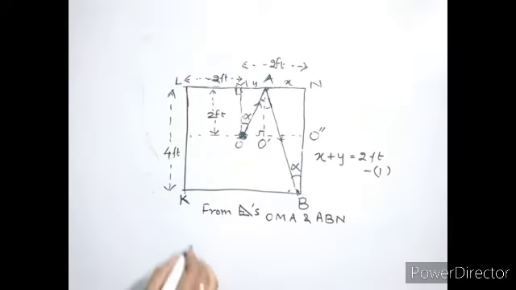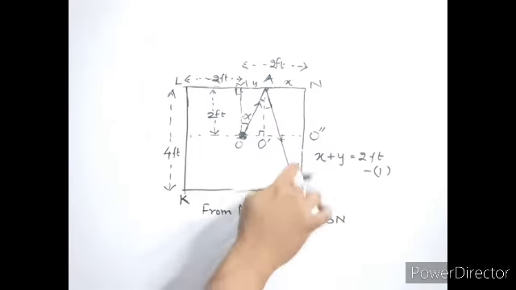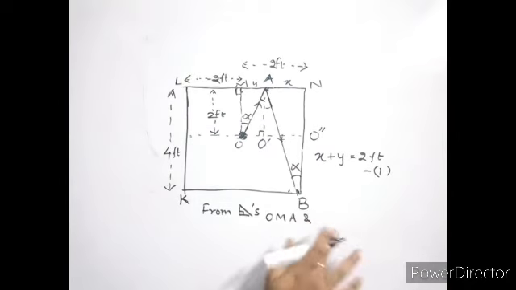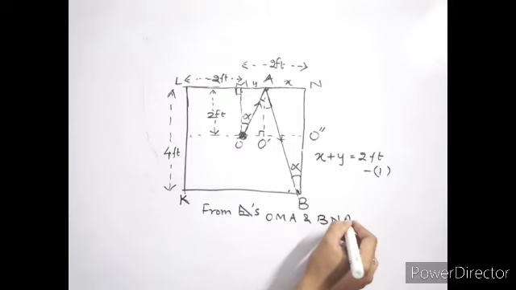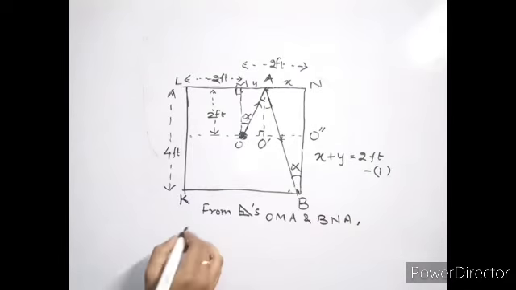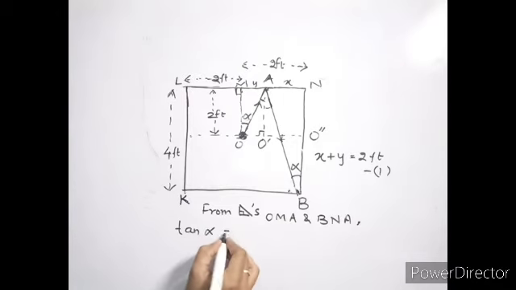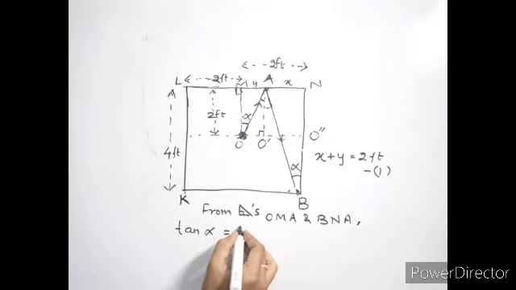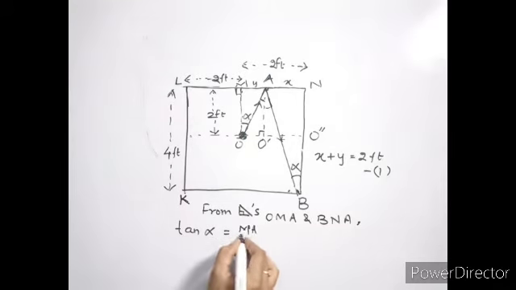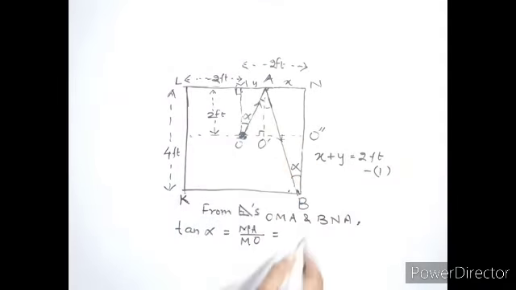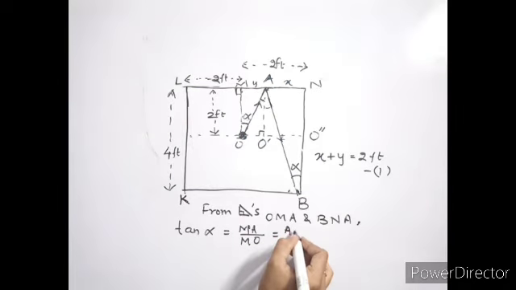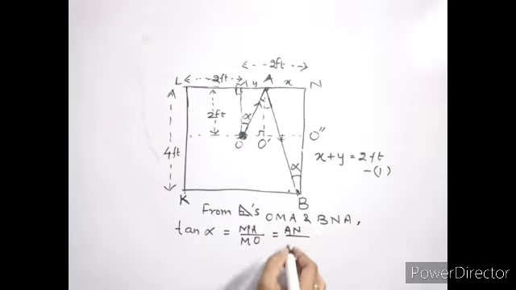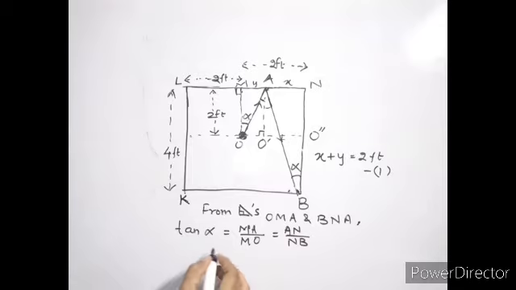Or we can write it in the order of OMA and BNA, so let me write it in that order. These two right angle triangles, OMA and BNA, have a common angle alpha. So tan alpha in the first triangle, OMA, is MA divided by the base, that is MO, and similarly in the other triangle, tan alpha is equal to AN divided by NB, that is the perpendicular by the base.